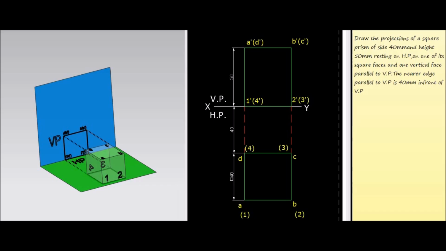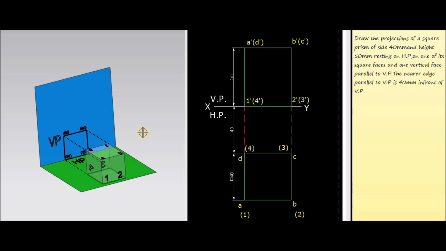See the question. Draw the projections of a square prism of side 40 mm and height 50 mm resting on HP on one of its square faces and one vertical face parallel to VP. The nearer edge parallel to VP is 40 mm in front of BP.